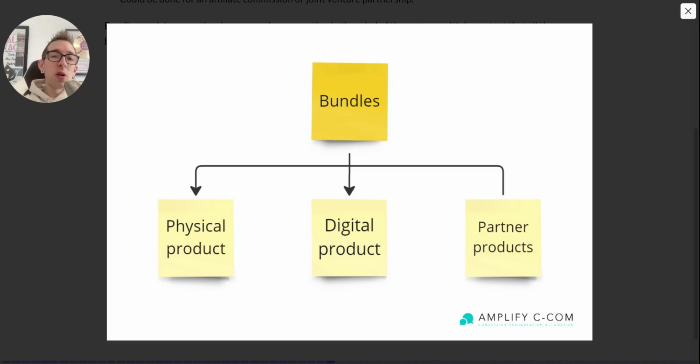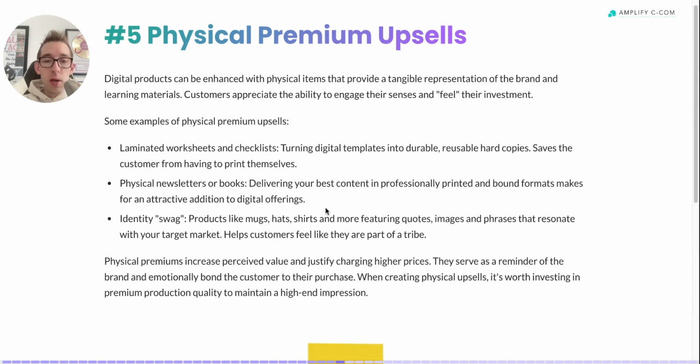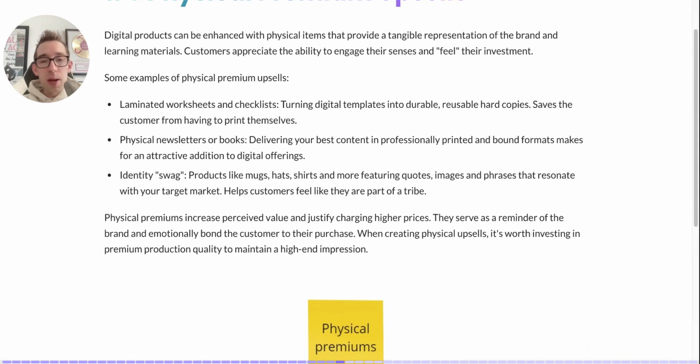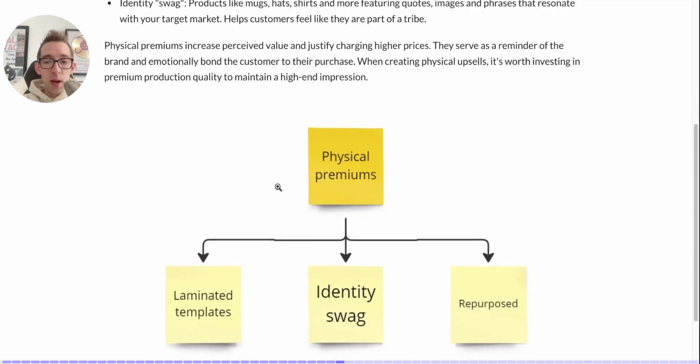So then we sold this box for £12.95 and said, hey, it's got £2,000 worth of vouchers in it. That's a good offer, right? And then we had a load of other stuff in there, wedding planning guides and all those kind of things, and it did really well. Now, physical premium upsells. So this could be taking your templates and turning them into physical worksheets. It could be taking a digital newsletter and turning it into a physical newsletter.